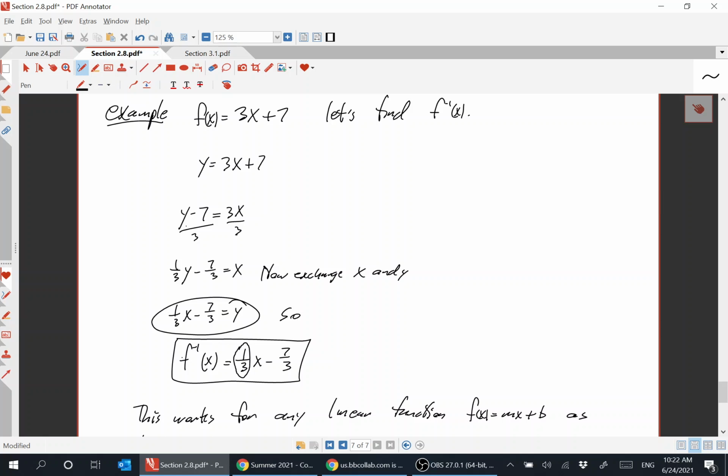Does that mean they're perpendicular? This has slope 3, this has slope 1/3. Doesn't it have to be negative 1/3? Right, exactly. So no, they're not perpendicular. But just in case you were thinking that. If you have slope of 3, then a perpendicular line will have slope negative 1/3. So the inverse function doesn't give you a perpendicular slope.